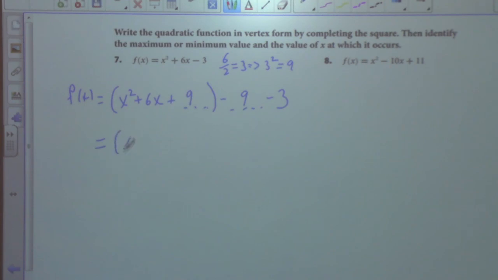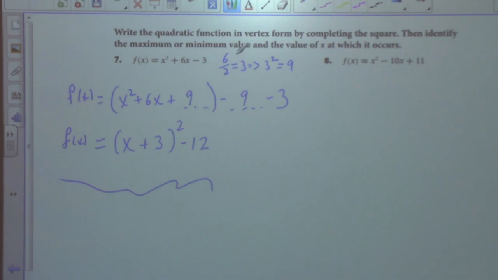So now we have x plus what squared? x plus 3 squared. And then what do we have left over here? Negative 12. Minus 12. So here we have our completed square vertex form.